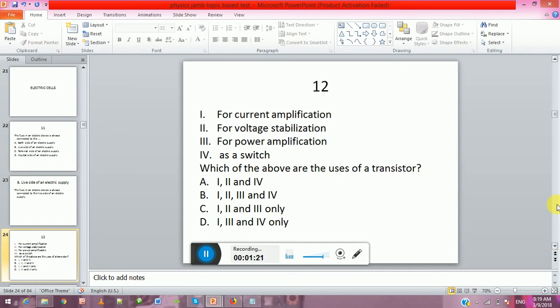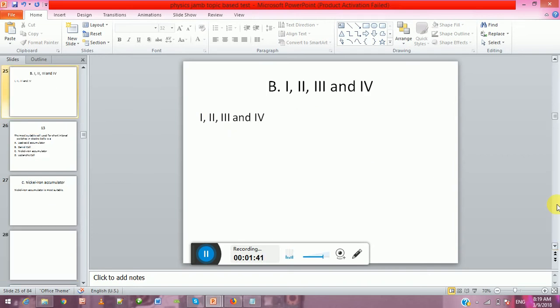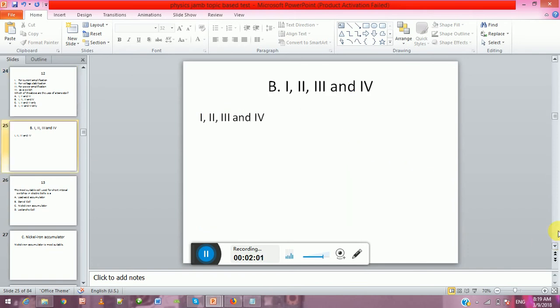A. I, and IV. B. I, and IV. C. I, and I only. D. I, and IV only. The answer is B. I, and IV. Meaning that a transistor can be used to do any of the following: current amplification, voltage stabilization, power amplification, and as a switch. Those are all functions of transistors.